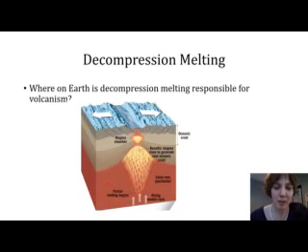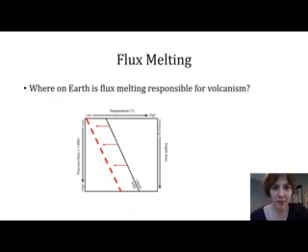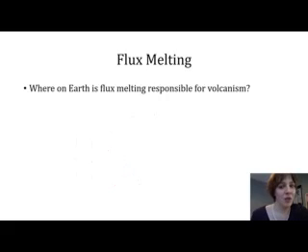All of this is possible without any associated change in temperature. The rock is not heated up, it's simply decompressed. Next up is flux melting. Can you think of a type of plate boundary that might be capable of introducing water into some portion of rock? If you thought of a subduction zone, great job.